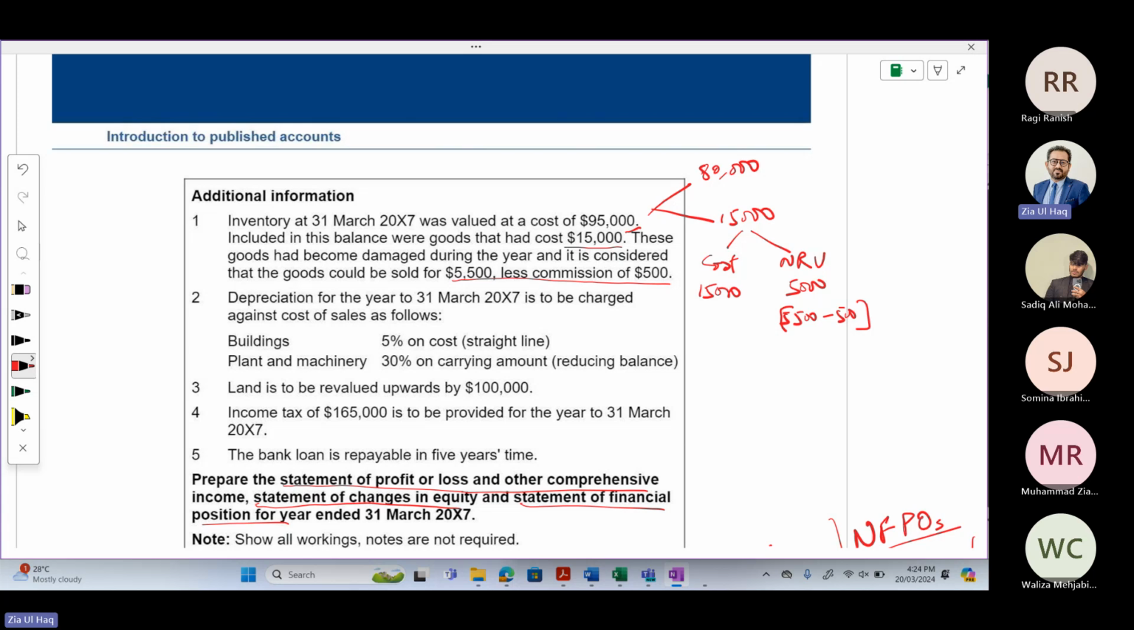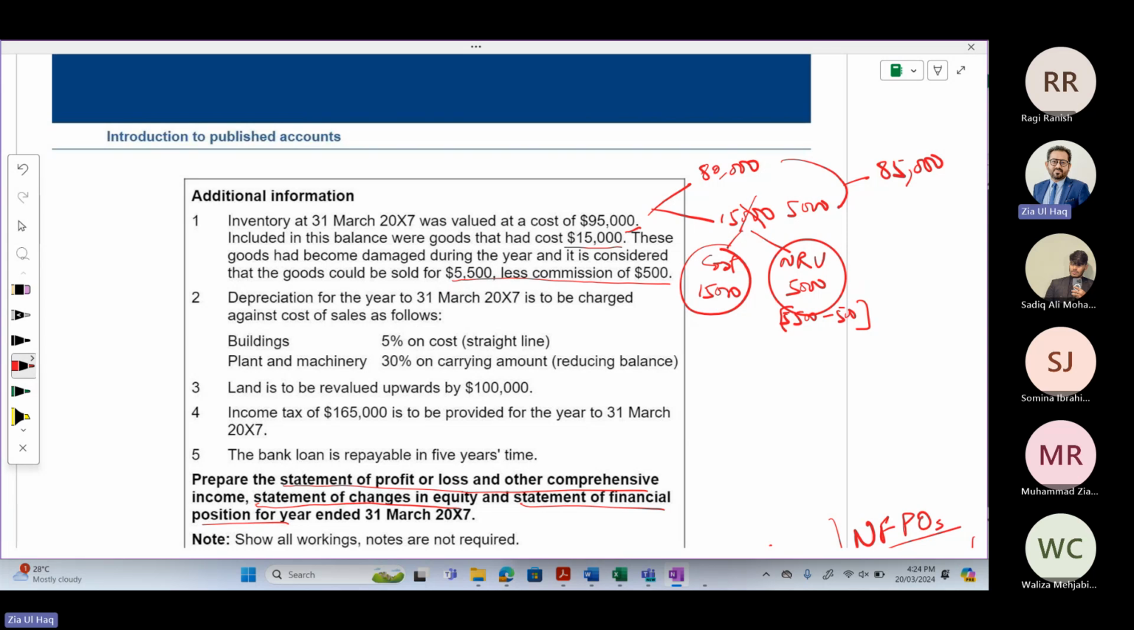And for IAS 2, inventory should be recorded at the lower of cost and NRV. So whether this 15,000 should be recorded at 15,000 or at 5,000. It should be recorded at 5,000. So by adding these together, closing inventory figure will be 85,000 rather than 95,000. Can you understand this? This should be deducted from cost of sale, and this should be recorded as current assets in the statement of financial position, 85,000 rather than 95,000.